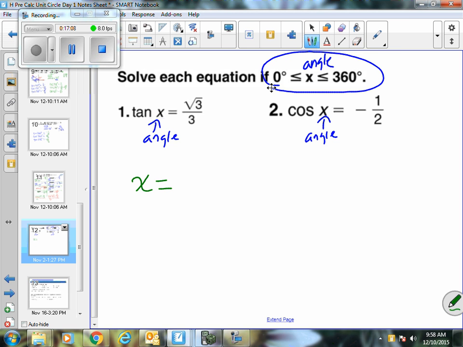When is tangent square root of 3 over 3? Think about your SOHCAHTOA ratios in quadrant 1. Which quadrant 1 reference angle has square root of 3 over 3 for the tangent? Well, it'd be 30 degrees. So that's one place for sure where tangent is root 3 over 3.